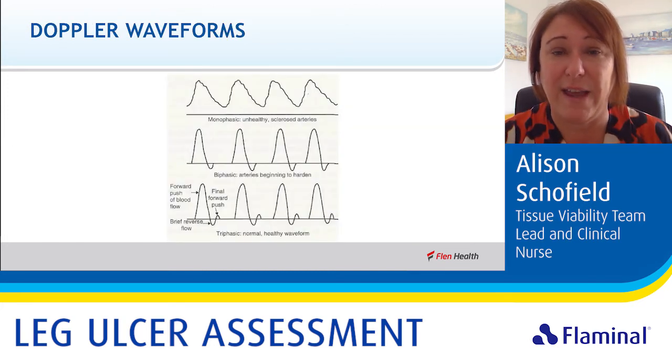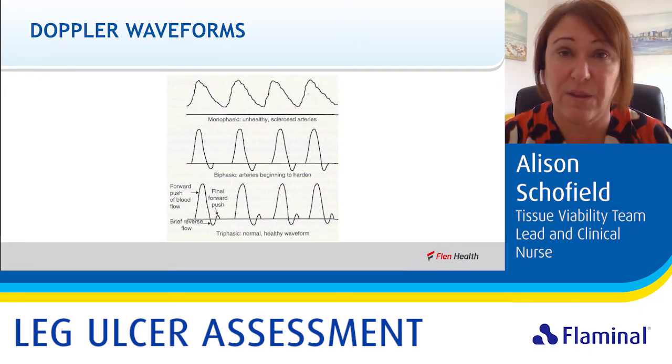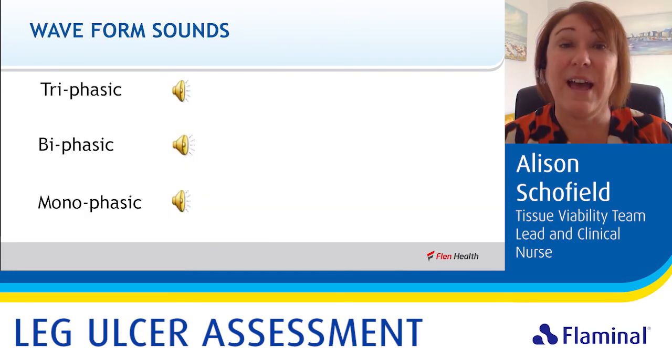So we've got triphasic, which is a 3-beat, and that is a normal, healthy waveform. And some of your Doppler machines might show you the waveform too. We have a biphasic sound, so that's a two beat. And then we have a monophasic sound. So this is unhealthy. It means the arteries have some element of blocking, hardening, and the blood is struggling to flow through there. So we can actually have a listen to those waveform sounds now.